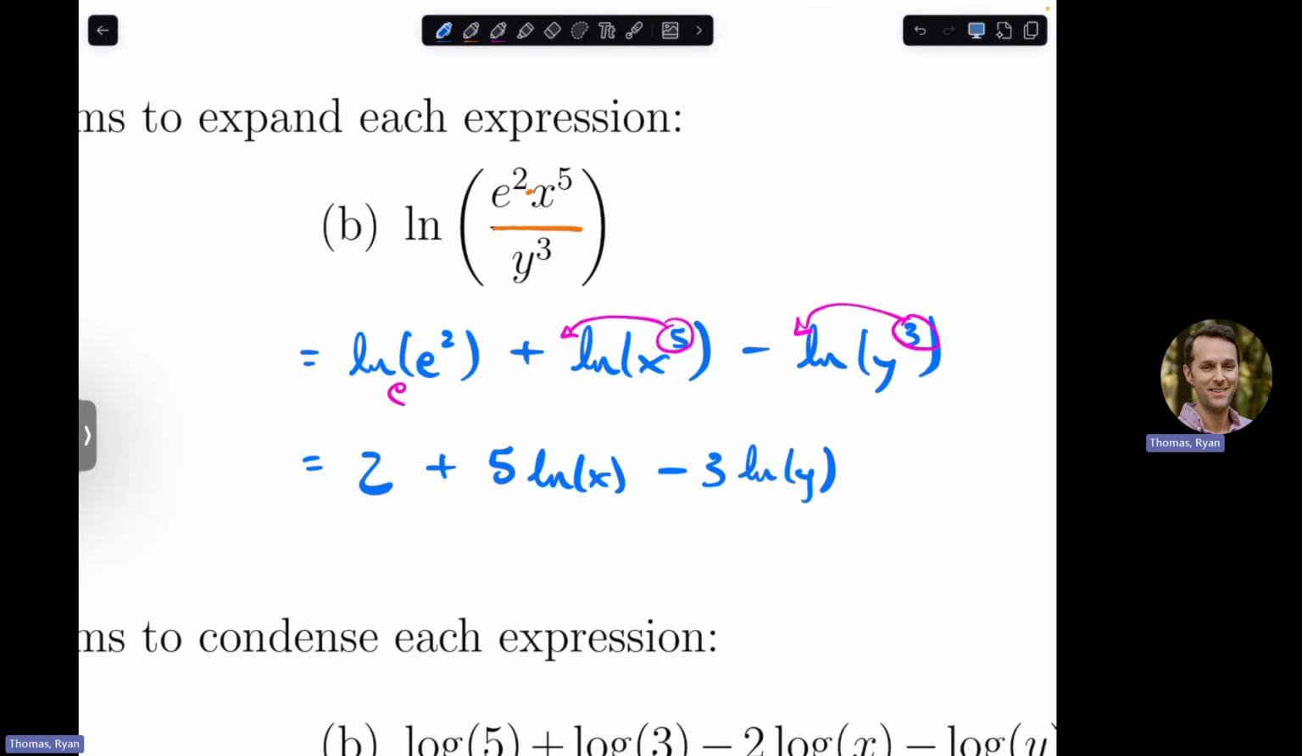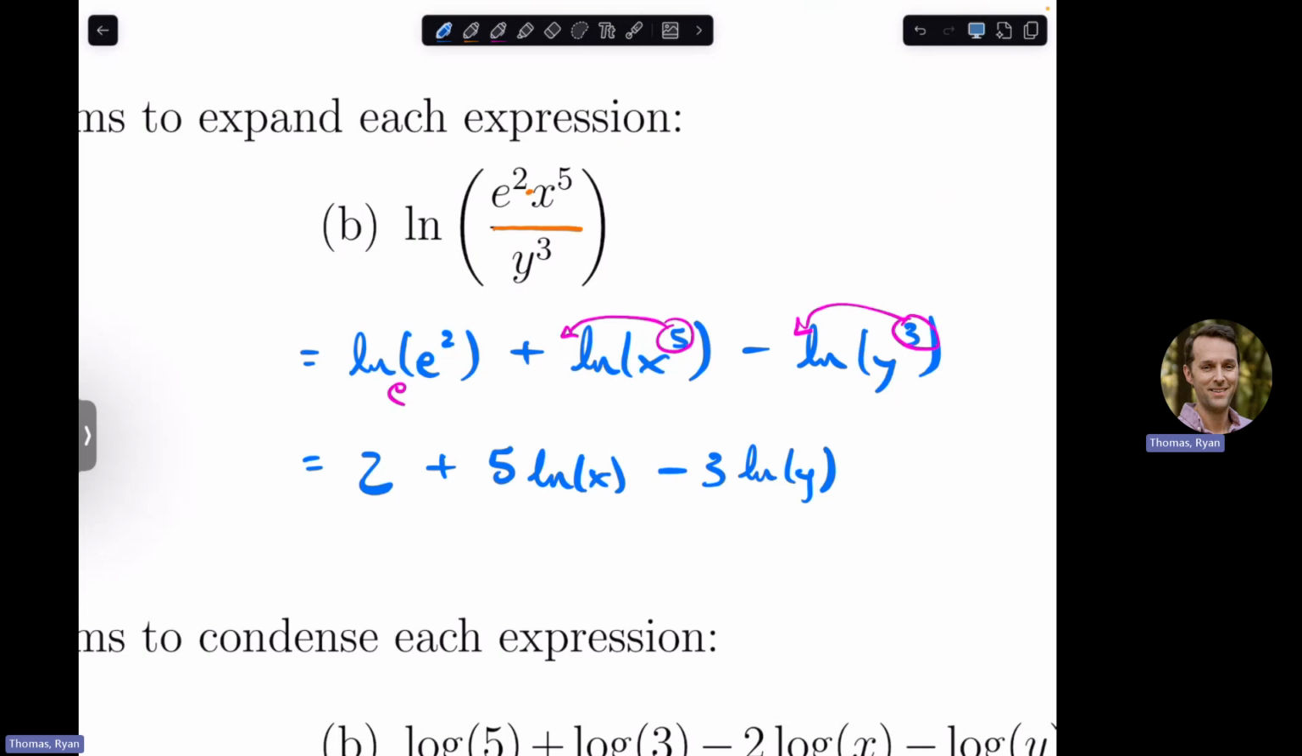With no context or meaning or any information about what x or y are, I can't do anything else with this, right? It's in the lowest, simplest terms. So that's this thing sort of fully expanded. Okay? You feel okay about that?